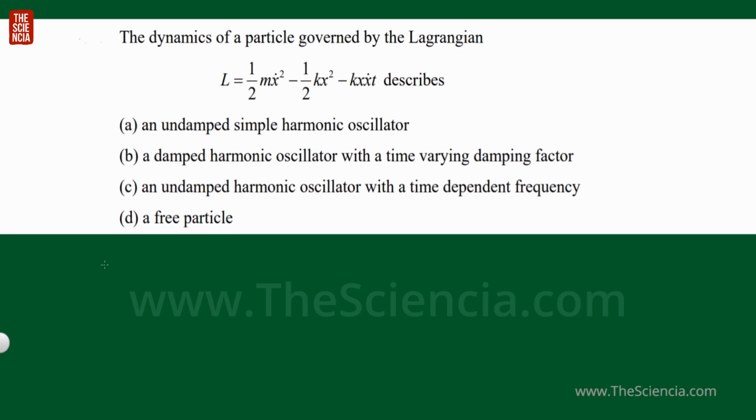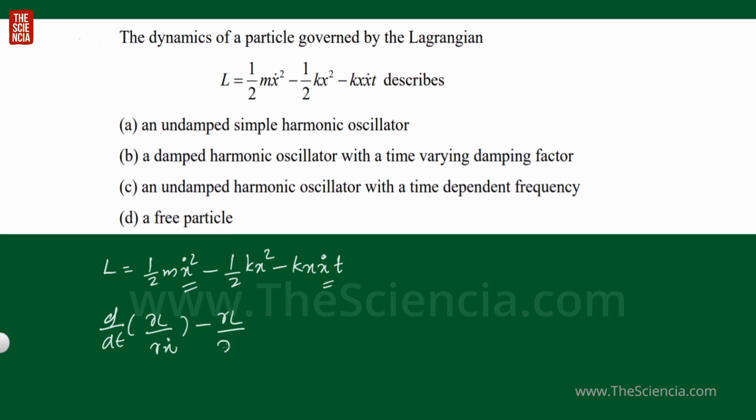So what is the Lagrangian here? It is equal to 1 by 2 m x dot square minus 1 by 2 k x square minus k x x dot t. So the generalized coordinate is x. Then d by dt of dou L by dou x dot minus dou L by dou x equal to 0. That is our equation of motion.